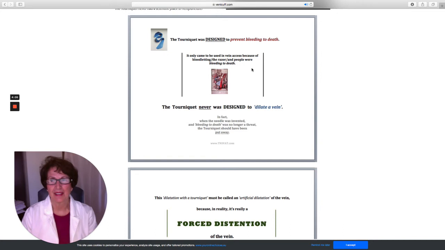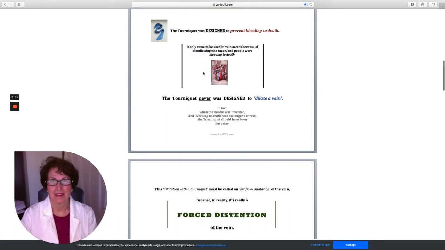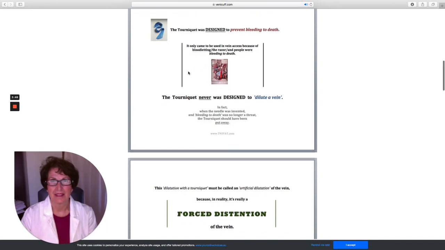Well, when bloodletting was started, many people were dying from the bleeding. And so the little guy said, here's a tourniquet. It will prevent bleeding to death. And that's how it came to be used in the first era of vein access. The tourniquet never was designed to dilate a vein.